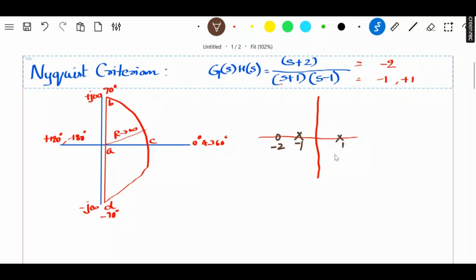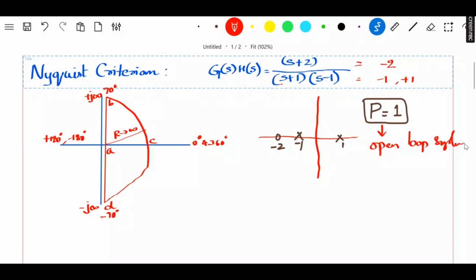So this is the change which I was telling you. See, we do have one pole in the right half of the S-plane. Therefore, the capital P value which we discussed earlier becomes 1. So capital P is equal to 1. This says that the open loop system is unstable. Why is it unstable? Because capital P is not equal to 0. Okay, keep that in mind.